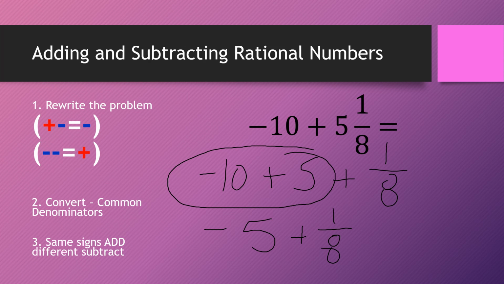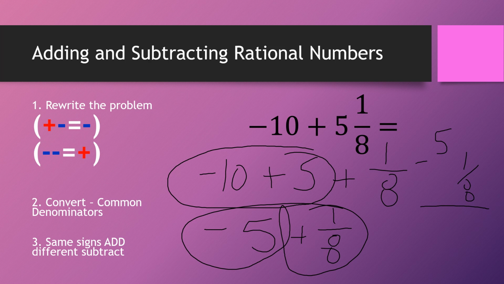So we know when you have same signs add, different subtract. In this case, they're different. So I'm going to ignore the signs now, and I'm going to do 5 minus 1/8. That's the same thing as saying 4 and 8/8 minus 1/8. So I get 7/8 when I do 8/8 minus 1/8, and then I get 4 and 7/8. So now if I look back over here, I know my answer is going to take the sign of the number with the greatest absolute value, which is obviously -5. So my answer will be -4 and 7/8.